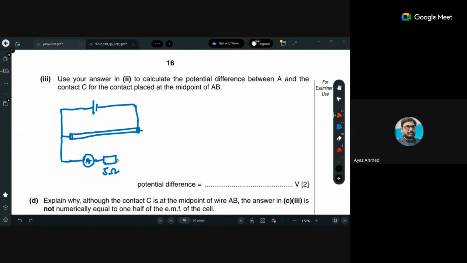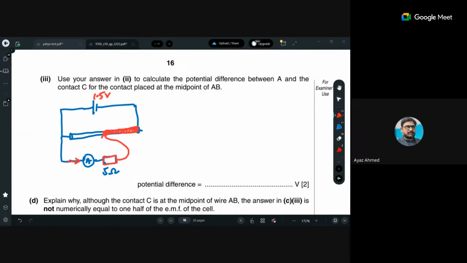If this is the contact, at the midpoint, technically, if this is 1.5 volt, then at the midpoint it would give you 0.75. But the problem is, now this 5 ohm resistor and this part of the wire are in series with each other. You got this point? So current is the same in these two.